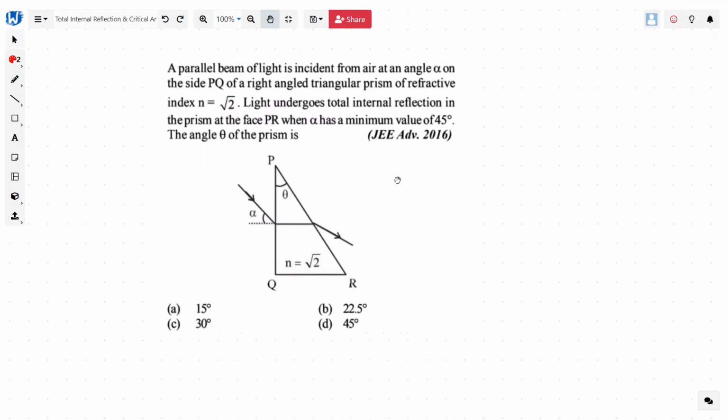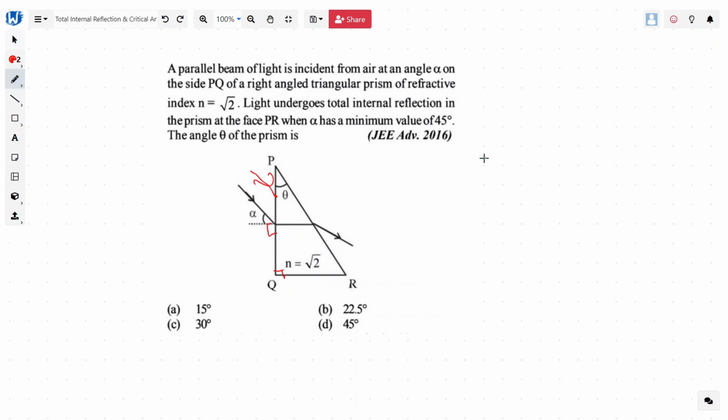So next question: a parallel beam of light is incident from air at an angle alpha on the side PQ of a right angled triangular prism of refractive index n. Okay, so we have this right angle prism, so we know that this is 90 degrees, and a ray of light is coming like this, parallel sort of like that, at an angle of incidence alpha. So this is our normal.